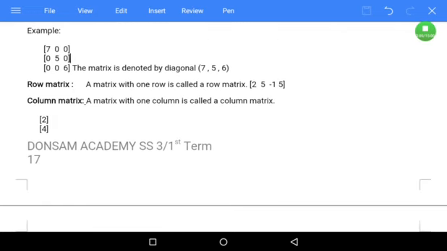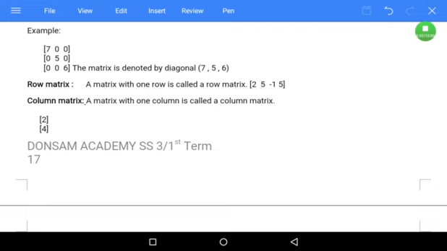Okay, now let's move forward to the row matrix. What is a row matrix? This is an example of a row matrix here: 2 5 7, 2 5 minus 15. What do we call that? Why is it a row matrix? Because it is a matrix that has a single row. Can you see? Any matrix with a single row, with any number of columns but a single row, is called a row matrix. So a matrix with one row is called a row matrix.